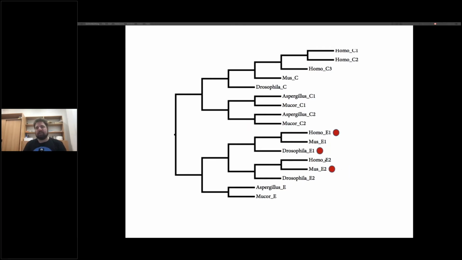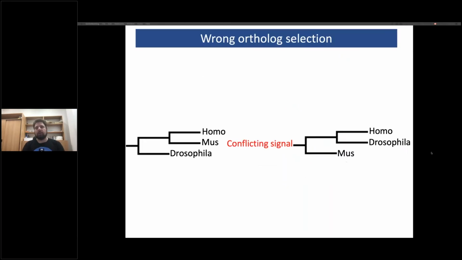And well, it's because if we would do it, for example, like this, the final topology for this gene would look like this. It would be the wrong one. And while for other genes we would, let's say, not have this problem, or we would do the selection correctly, we create a lot of conflicting signal. Okay, and that's a problem.